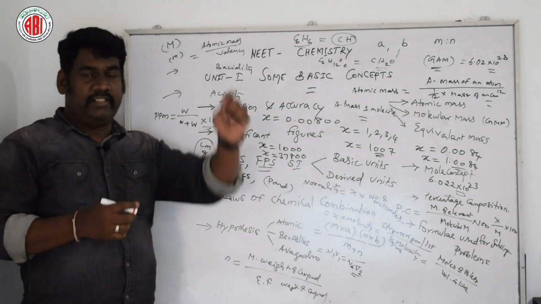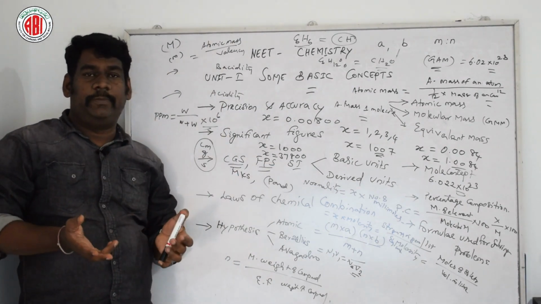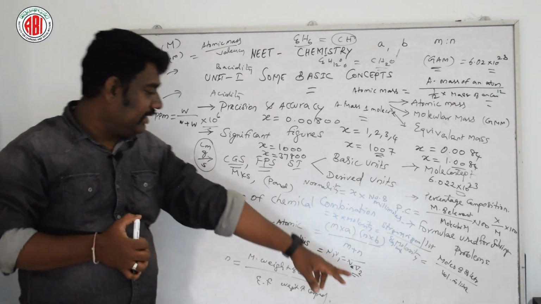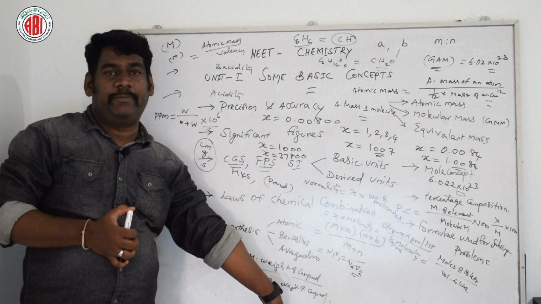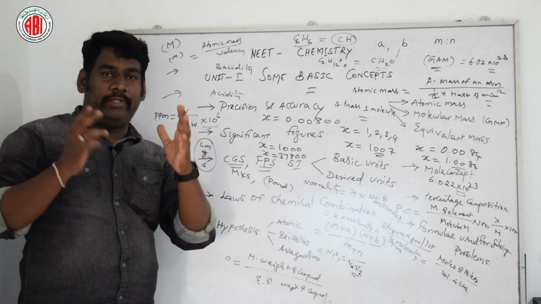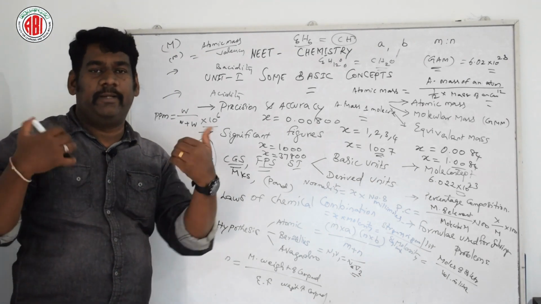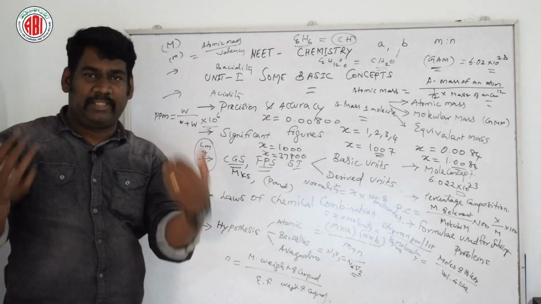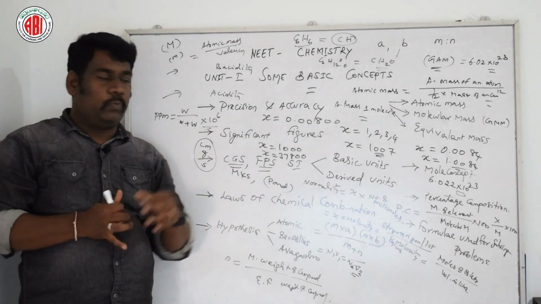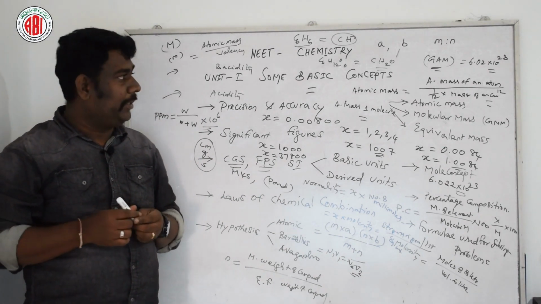And children, under this mole concept, 1 mole is said to be 6.023 into 10 to the power of 23 particles, as we discussed with the Avogadro hypothesis and the amount of substance in chemistry. Similarly, for any number of atoms, molecules, or subatomic particles, the value will be similar. For example, 1 mole is equal to 6.023 into 10 to the power of 23 particles.